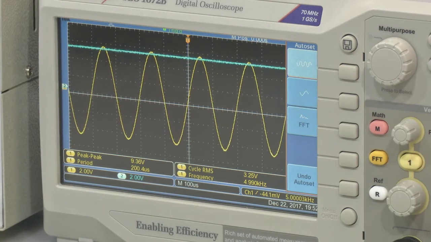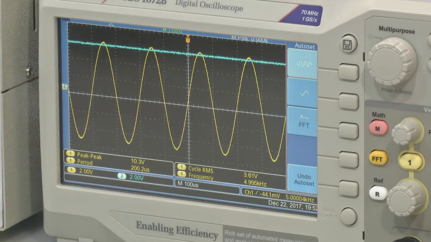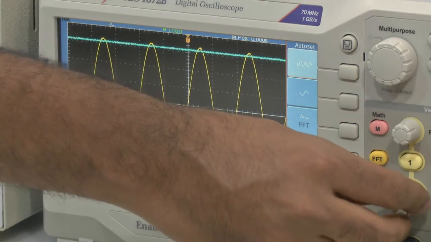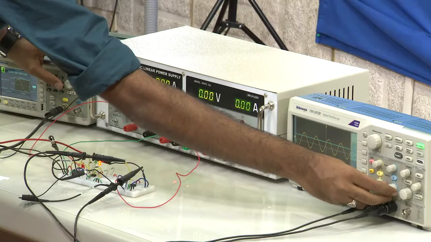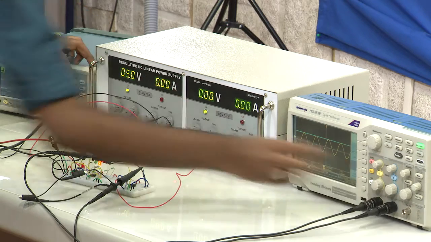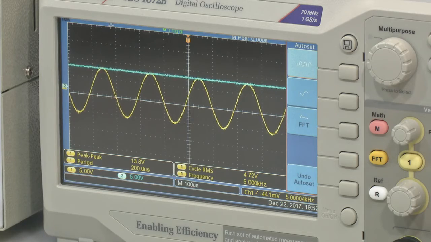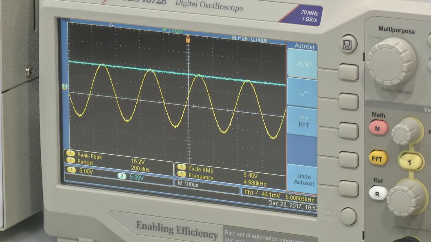So, this is how you can increase or decrease the voltage of the input signal and try to see how you can design the peak detector and what the output of the peak detector is when you are changing the input signal. So, yeah, that is enough.